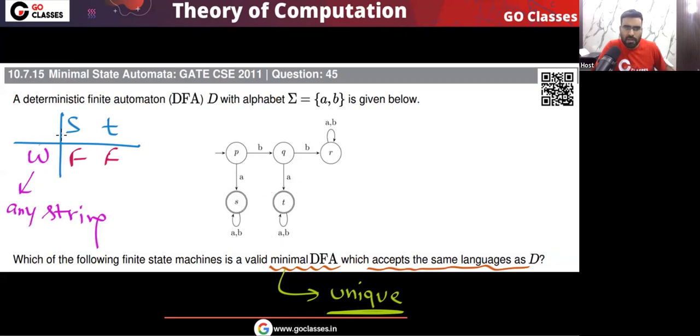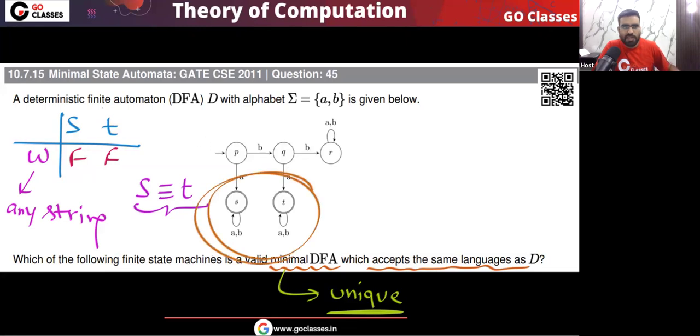So remember, S comma T, on every string they are always going to final state. So they are equivalent. Yes or no? S is equivalent to T. Very simple. This method we have already seen for minimization of DFA. The link I will provide you in the description. You can check it out.